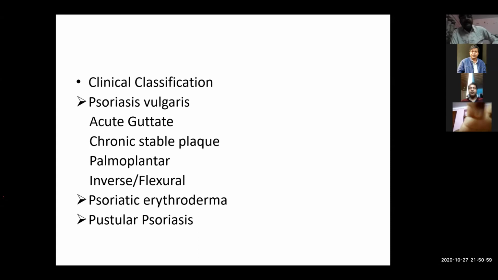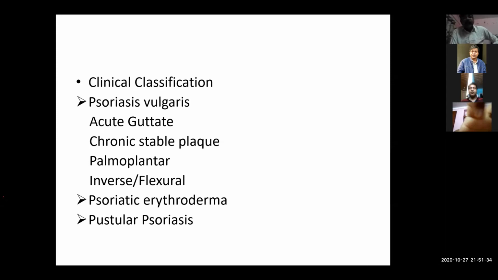Moving on to the clinical classification of psoriasis. The principal clinical types of psoriasis are, first, psoriasis vulgaris. What does the word vulgaris mean? The word vulgaris in Latin means common, right? Acne vulgaris. Lupus vulgaris, skin tuberculosis. The word vulgaris means common. Psoriasis vulgaris, chronic. Amongst psoriasis vulgaris, the common types, acute guttate psoriasis is seen in children, basically following a beta hemolytic streptococcal infection I've already mentioned.